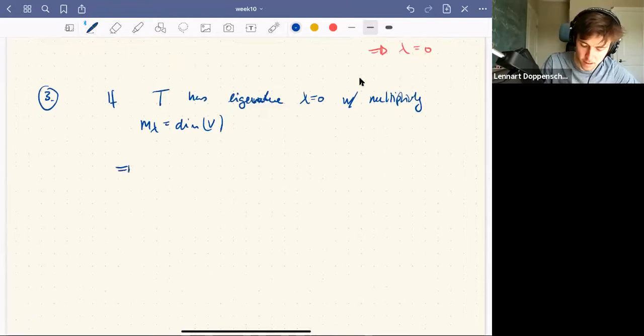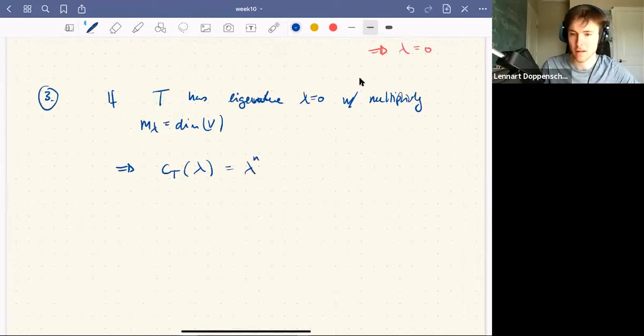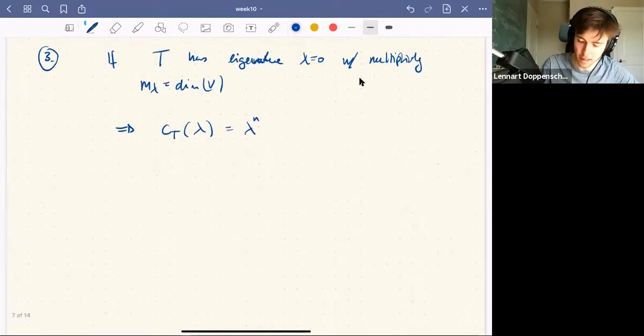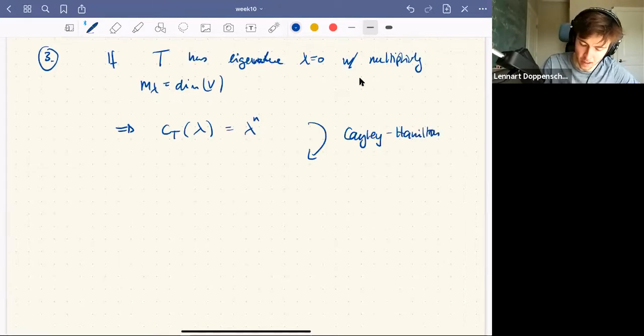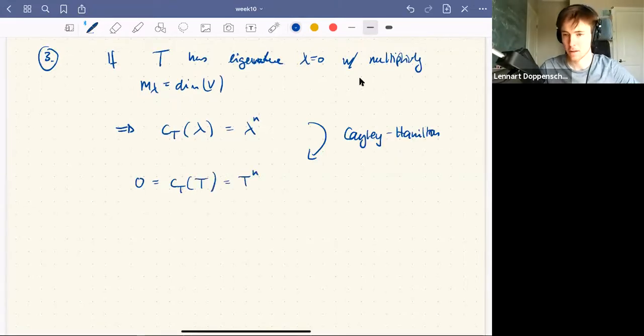Then this means that the characteristic polynomial of T is equal to lambda to the n. And now we apply Cayley-Hamilton, this theorem that we just ended up with in the last hour. And we know that 0 has to be equal to c_T of T, and this is T to the n. So this means that it is in fact nilpotent.